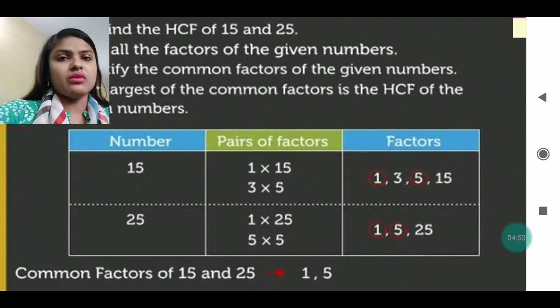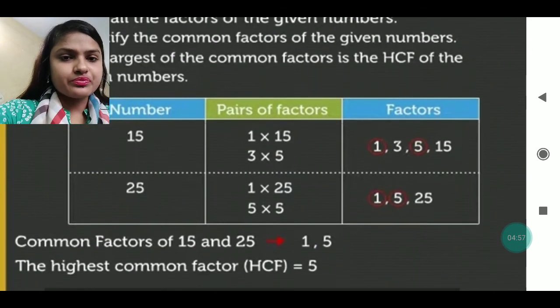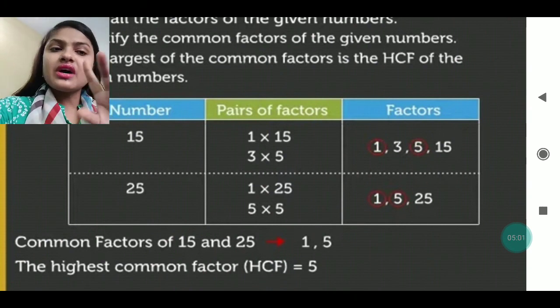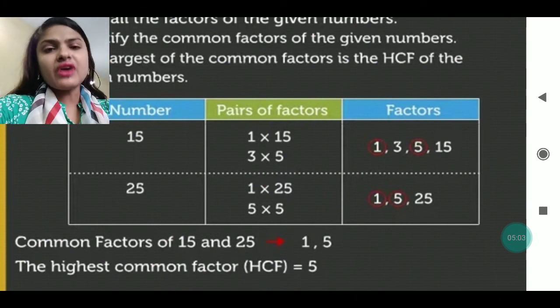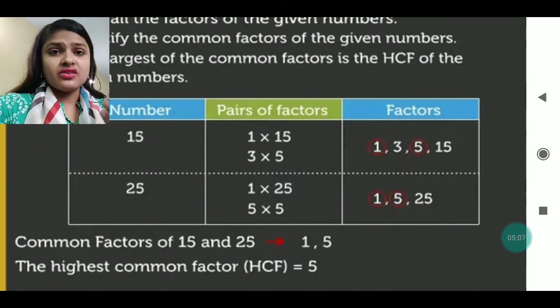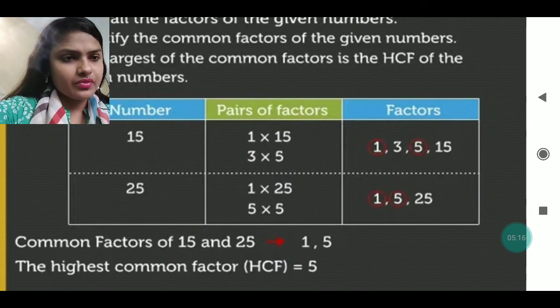The highest common factor of these two is 5. See, it is written here. Common factors are 1 and 5 both. If only common factors we are finding out, both are common factors. But which is the highest? Which number has the highest value? That's 5. The number with the highest value will be put as the highest common factor.